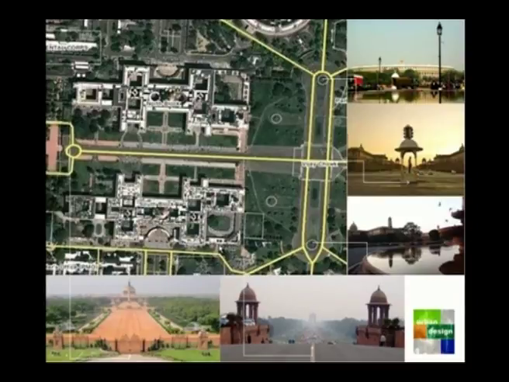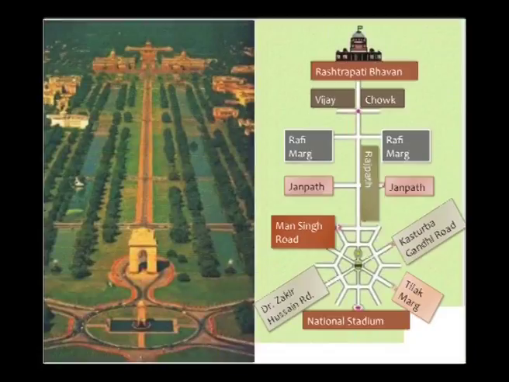Monumental buildings were given more prominence, and you can see there is no shortage of green spaces, especially around the monuments. This is again the avenue leading to India Gate and Rashtrapati Bhavan. This was the layout that was wanted.